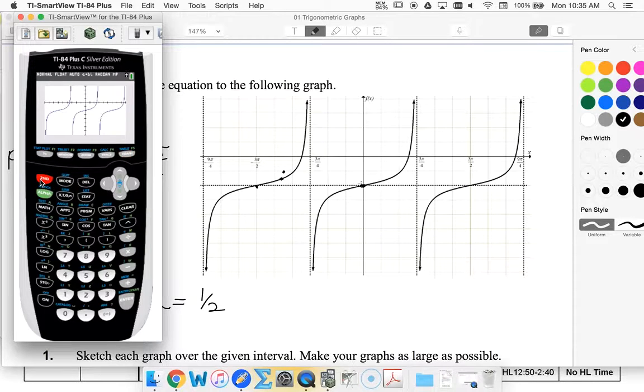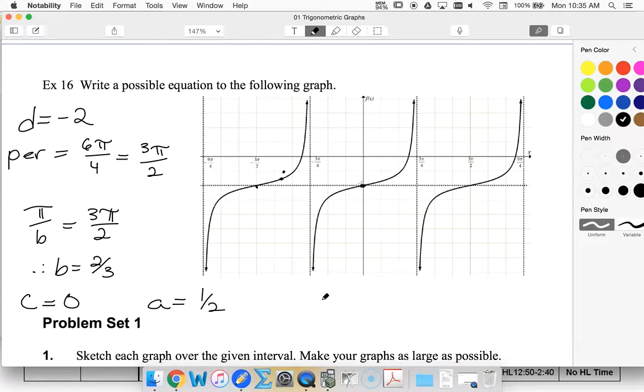So hopefully when, let's try this one. Our x value is 3π/2. Hopefully we get -2 for the y. And we do. So I'm thinking that this looks pretty similar. I'm happy with those values. So I'm going to say that my equation is 1/2 tan 2x/3 - 2.